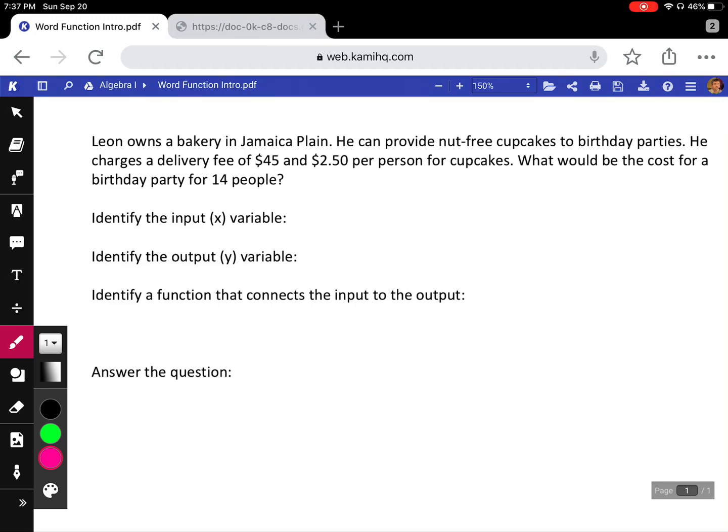Hi, Algebra 1. I want to do a quick overview of functions as they relate to word problems. There are a lot of real world situations where, if you want to figure out how much something costs or how much in terms of materials you need, whether you realize it or not, you are mentally writing and using a function. And we are literally doing that in these exercises.